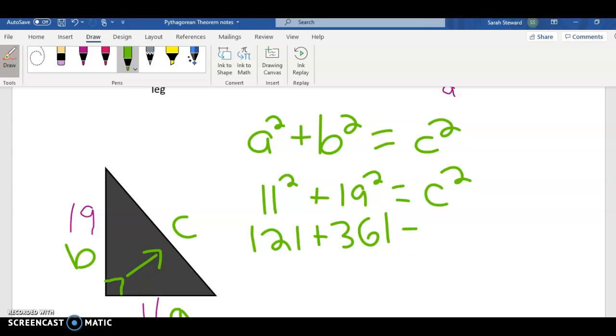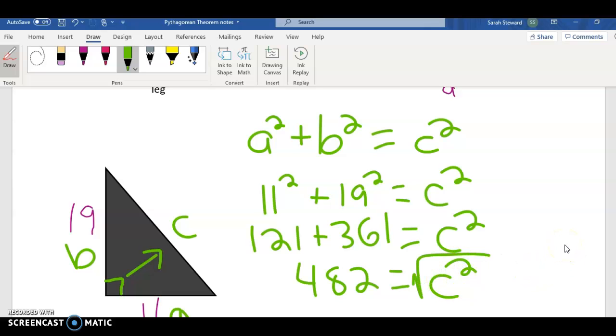Equals c squared. Remember, we can't do anything with that yet because we don't have a value for c. Okay, so then our next step, 121 plus 361, that's going to give us 482, I believe. And remember, we're isolating the variable, and to isolate and get rid of this exponent right here, we're going to take the square root of each side.